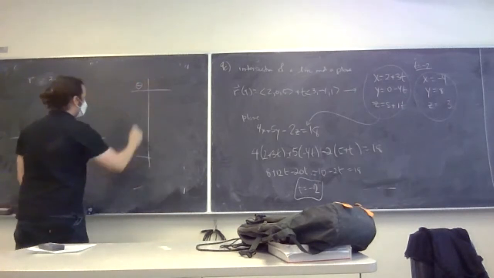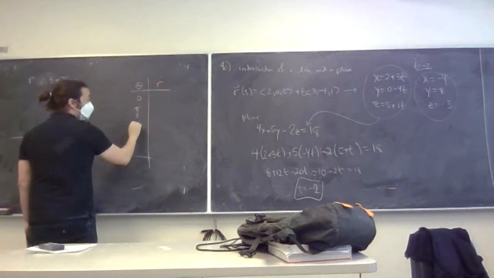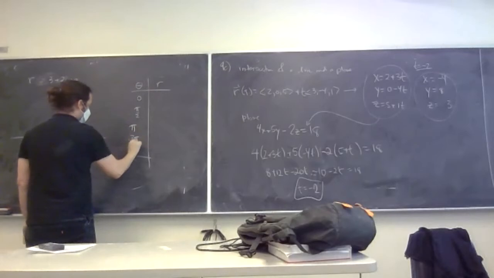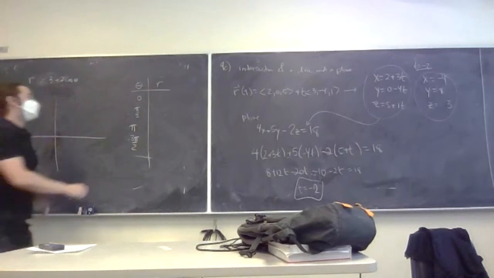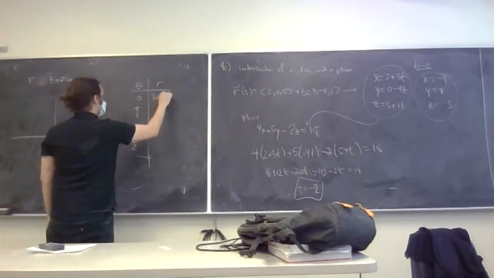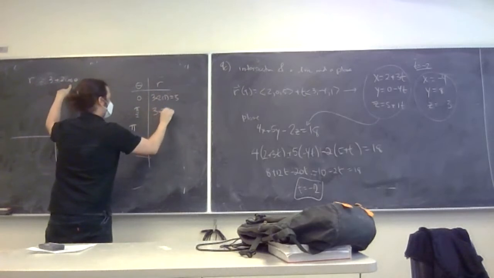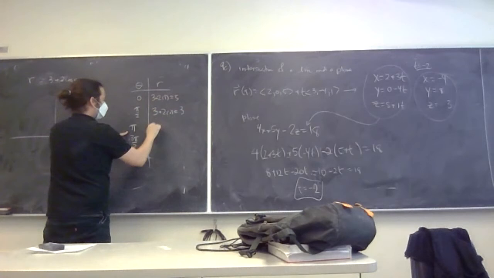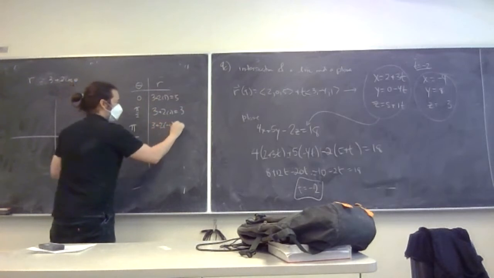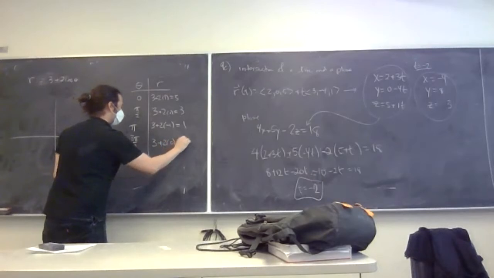And then I'm going to fill in anything that I'm missing with a couple of extra points if I'm not clear about what's happening. So when you put 0 in here, cosine of 0 is 1, so I get 3 plus 2. Pi over 2 turns cosine into nothing, so this is 3. Pi turns cosine into -1. And 3 pi over 2 turns cosine into nothing, which gets me 3.